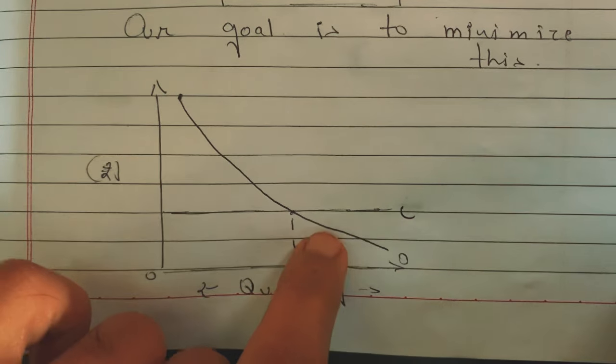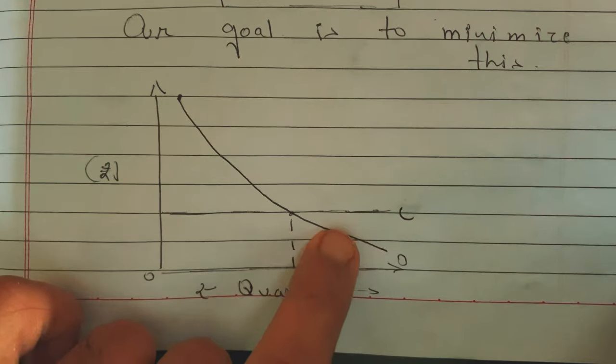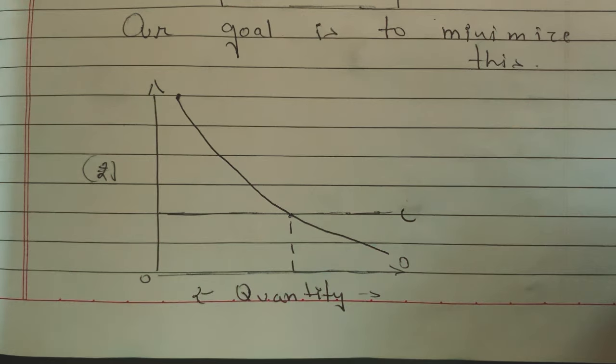And at this point, the carrying costs become more than the ordering costs, and we will be incurring more costs to carry the same amount of quantity.